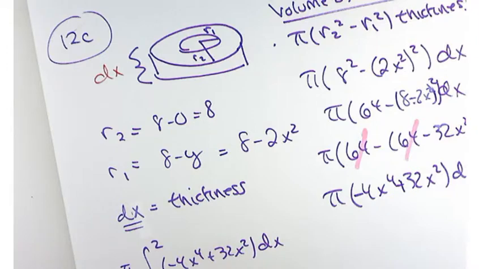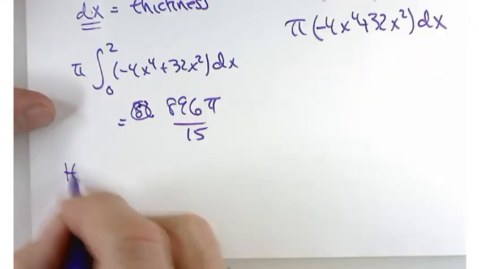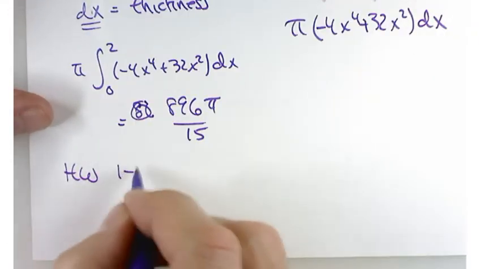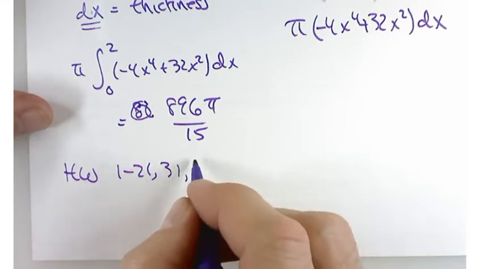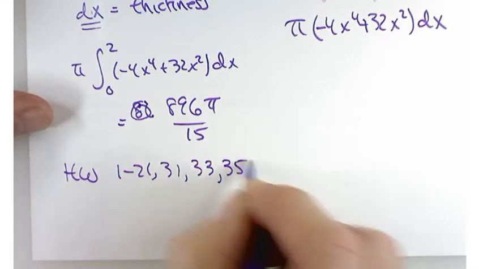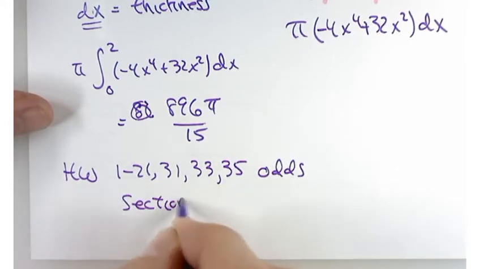Okay, I had wanted to do one more, but I think I'm going to have to cut it off here. Let me give you some homework. 1 through 21, 31, 33, and 35. So that's section 7.2.